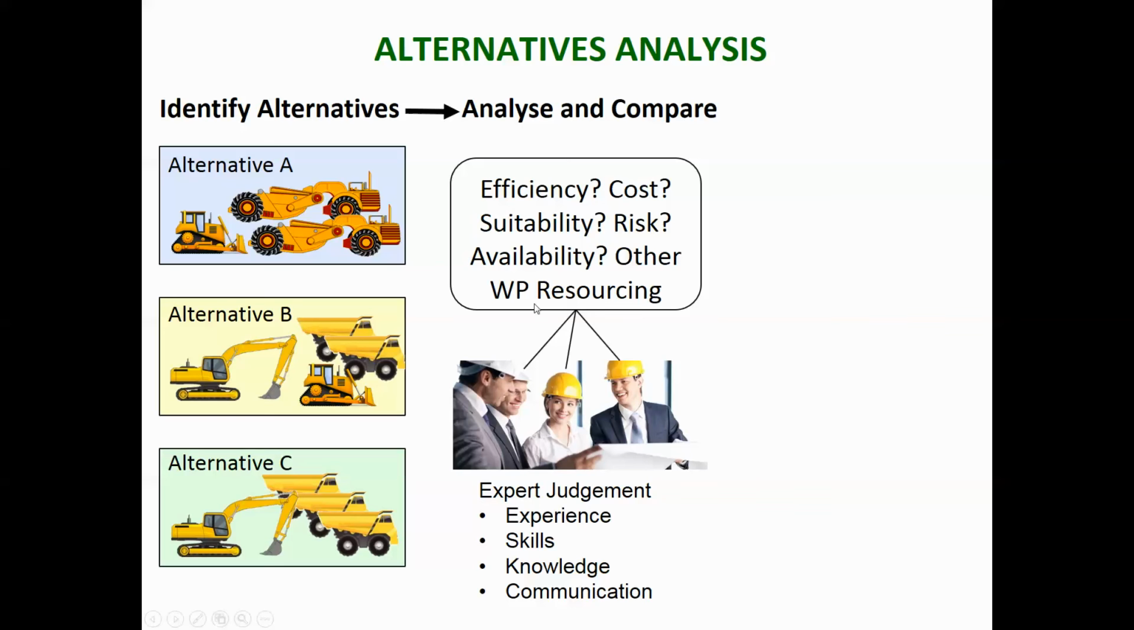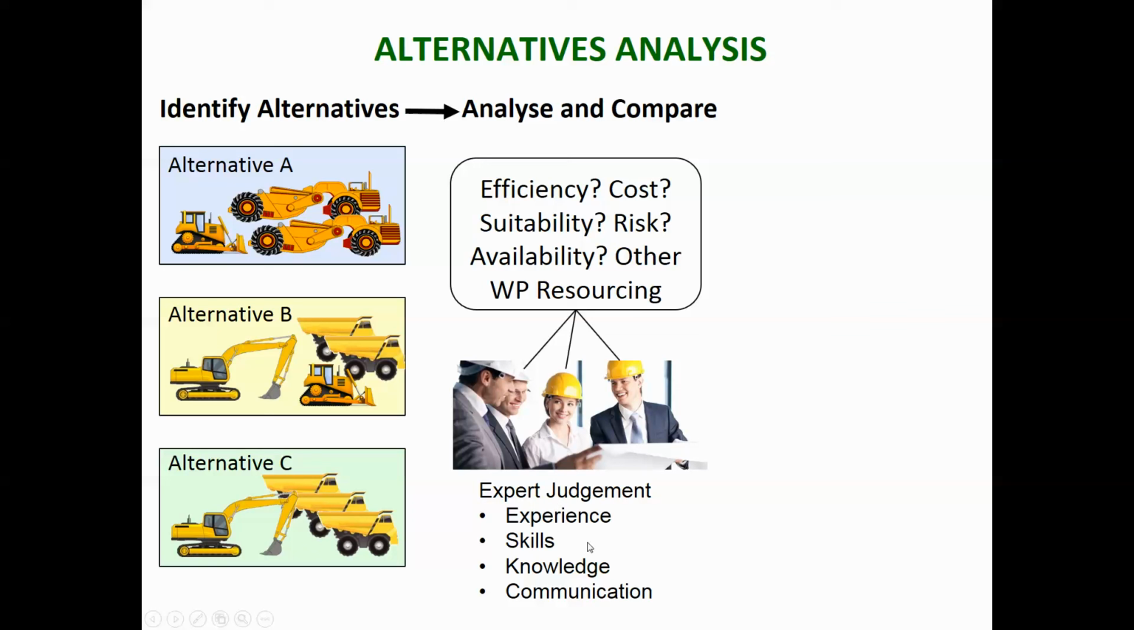And other work package resourcing as well. What are the other work packages using? So it's no use, if you've got a small earthworks project, to bring a couple of scrapers in. You might as well use an excavator and some trucks, because the excavator's on site doing other stuff such as pipe laying and shaping banks or something like that. So it might be that the most efficient way of doing it is to use these, but when you match it with the other work packages, you find that it's better to have an excavator and some trucks. So that's where the expert judgment comes in.